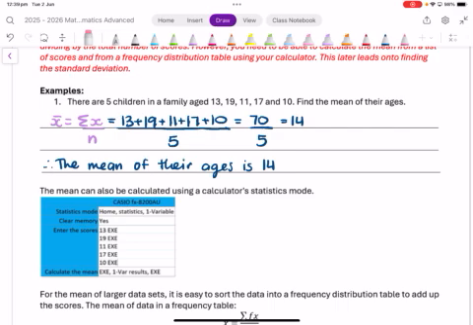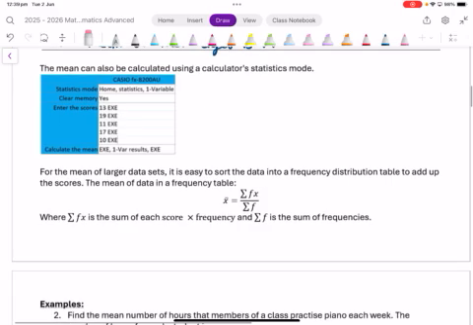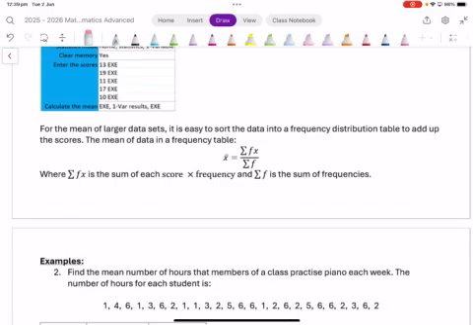For the mean of larger data sets, it's easy to sort the data into a frequency distribution table to add up the scores. The mean of data in a frequency table is X bar equals the sum of your FX column divided by the sum of your F column, where sigma FX is the sum of each score times the frequency, and sigma F is the sum of all frequencies.